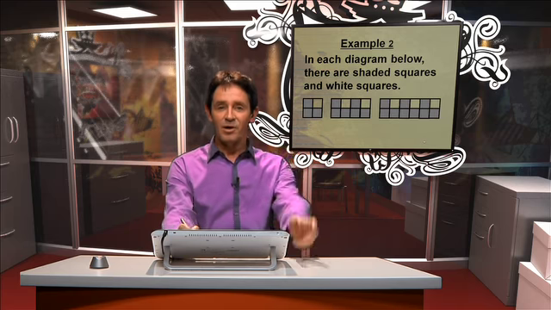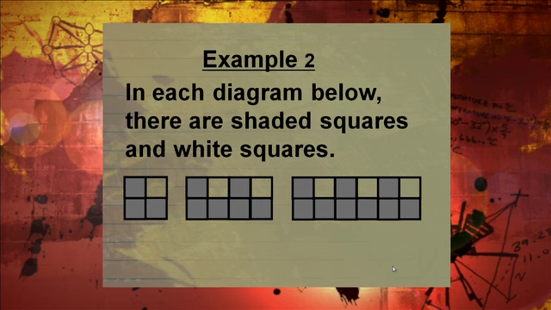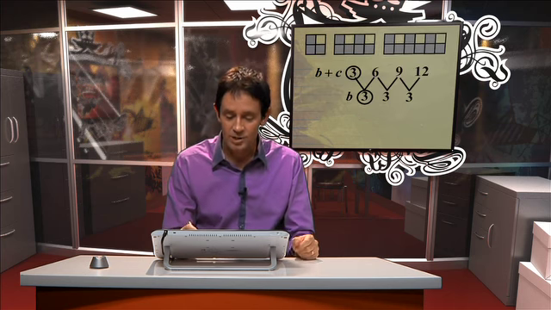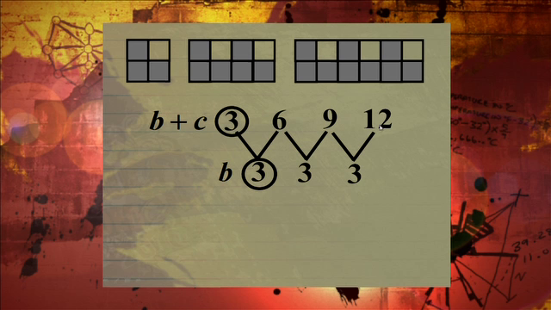Okay, let's go a bit of real world stuff here. Have a look at example 2. In each diagram below, if you read this, there are shaded squares and white squares. So you can see the little shaded ones and white ones. Now, the question is, determine the number of shaded squares in the 300th diagram. There's your first diagram, second and third. Well, how many shaded squares are there? 3. How many here? 1, 2, 3, 4, 5, 6. How many here? 1, 2, 3, 4, 5, 6, 7, 8, 9. So we've got a pattern. 3 plus 3 is 6. 6 plus 3 is 9. What is that? You guessed it. Linear.